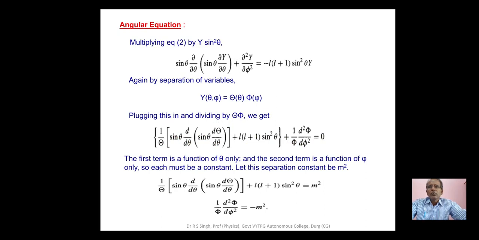Multiplying equation 2 by Y sine square theta and again using separation of variables, we write Y as the product of capital Theta and capital Phi. We see that the resulting equation is the sum of a theta dependent term and a phi dependent term, each of which must separately be equal to a constant, say m square. This results in the phi equation and theta equation separately.